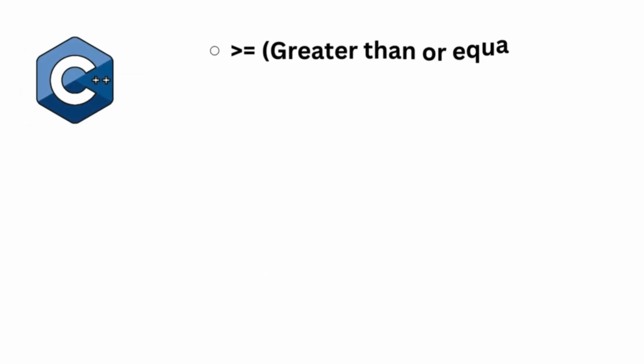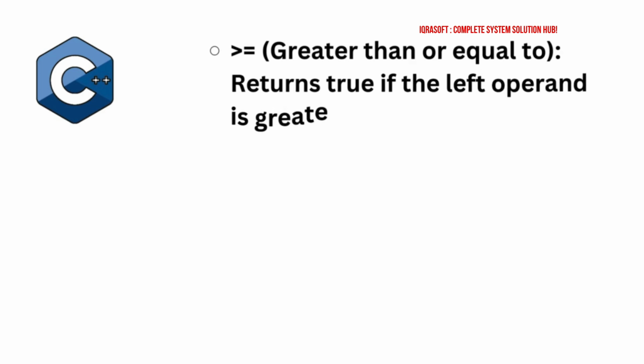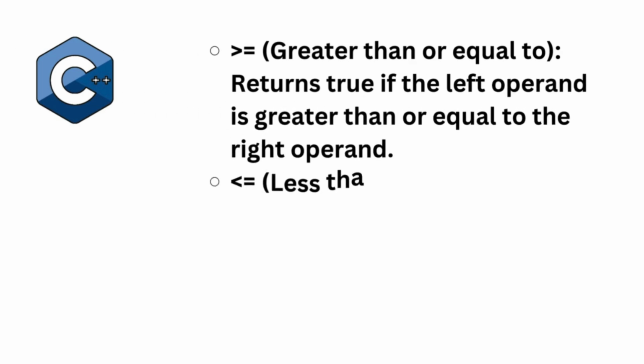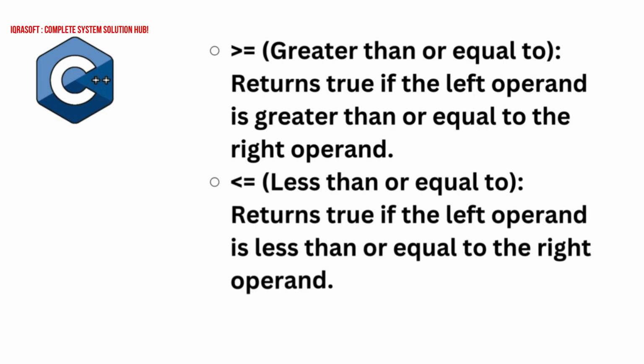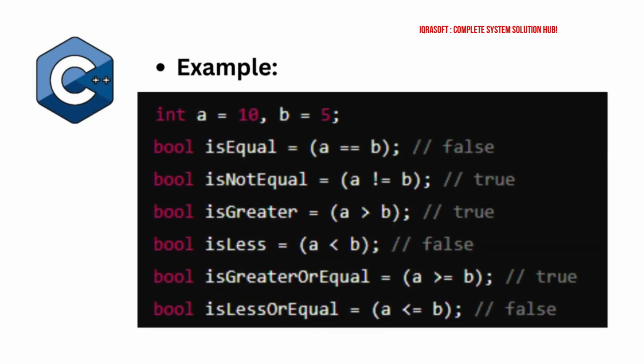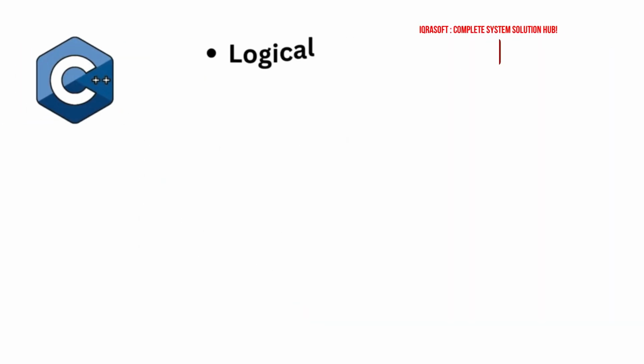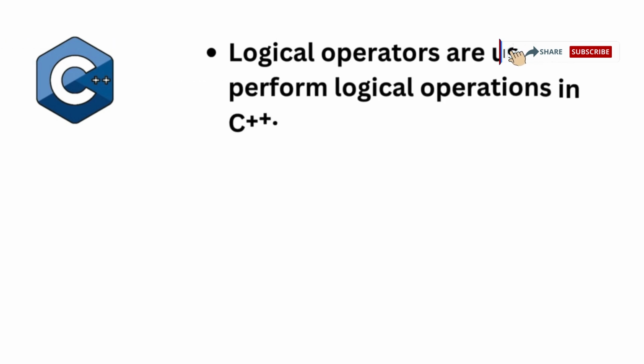Greater than or equal to (>=), returns true if the left operand is greater than or equal to the right operand. Less than or equal to (<=), returns true if the left operand is less than or equal to the right operand. Example: int a = 10, b = 5; bool isEqual = a == b, false; bool isNotEqual = a != b, true; bool isGreater = a > b, true; bool isLess = a < b, false; bool isGreaterOrEqual = a >= b, true; bool isLessOrEqual = a <= b, false.